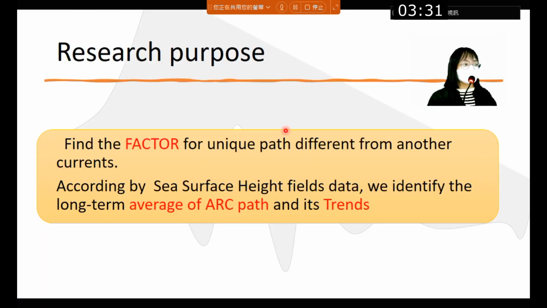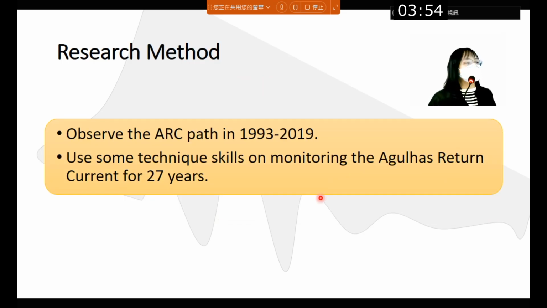The research purpose: we want to find the factors behind the ARC's unique path, which is different from other currents in the WBC. According to sea surface height field data, we identify the long-term average of ARC paths and their trends. Here is the research method. We want to observe the ARC paths from 1993 to 2019. We use some technical skills to monitor the Agulhas Return Current for 27 years.